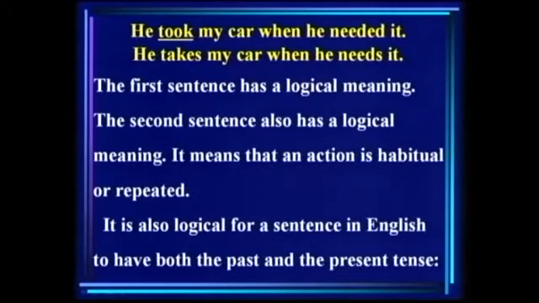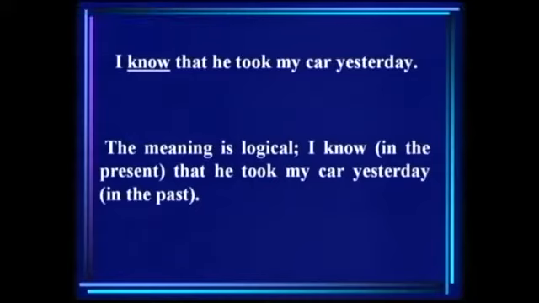It's also logical for a sentence in English to have both the past and the present tense. أحيانا بقى زي ما قلت لكم it's usually wrong when a sentence has one verb in the past and another in the present. لكن ممكن يبقى من المنطقي برضو ان يبقى عندي جملة فيها الاتنين. يعني ما اقول I know that he took my car yesterday. I know this is present tense. That he took my car yesterday, the action itself is past tense. Alright? طيب. I know now.